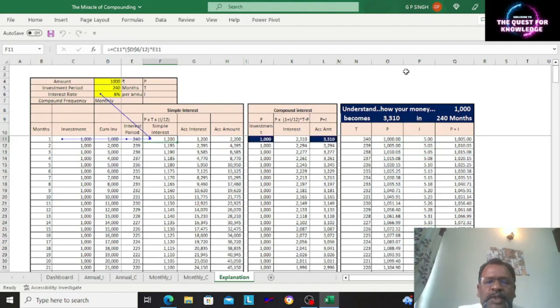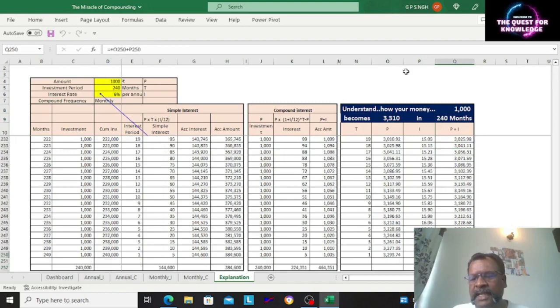Now let's do the comparison of these two. As we saw in the case of simple interest, 1,000 rupees at the end of 20 years becomes 2,200 rupees, at the simple interest of 6% per annum. But if we calculate this way, that is interest on interest, then this 1,000 rupees becomes 3,310 rupees. And understand how your money is changing from 1,000 rupees to 3,310 rupees in 240 months. This is the calculation for that.